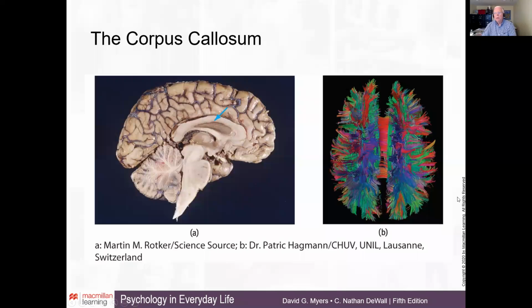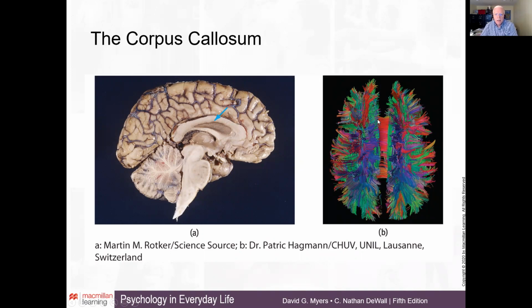We mentioned earlier that there is a part of the brain called the corpus callosum. Here is the corpus callosum. It extends outward. You can see it here in this cool picture. And it connects the two hemispheres and helps them to communicate with one another.